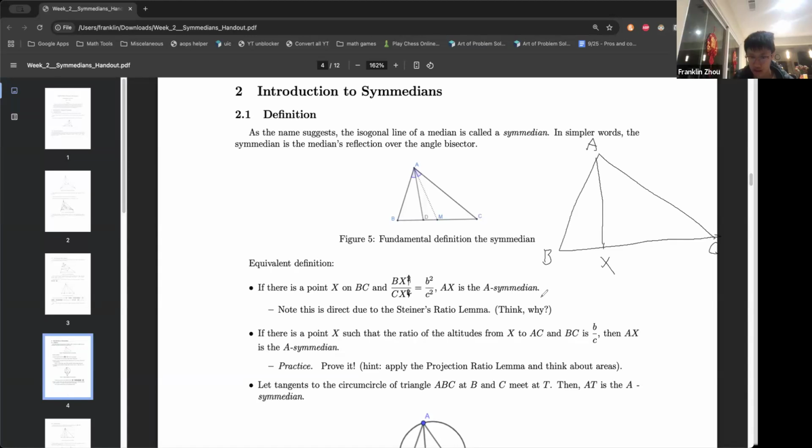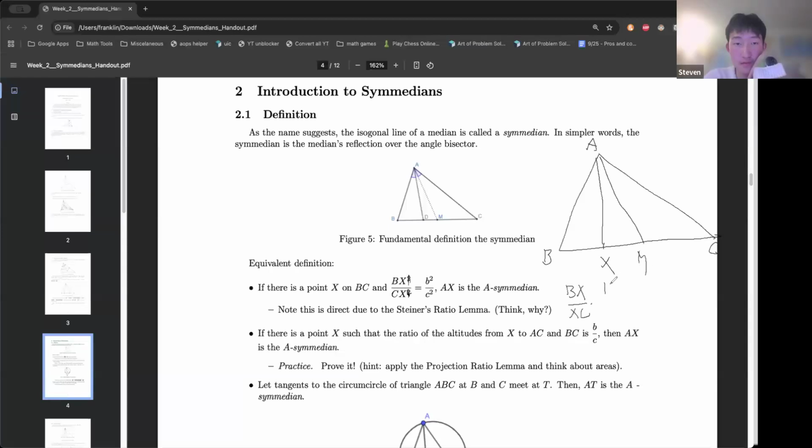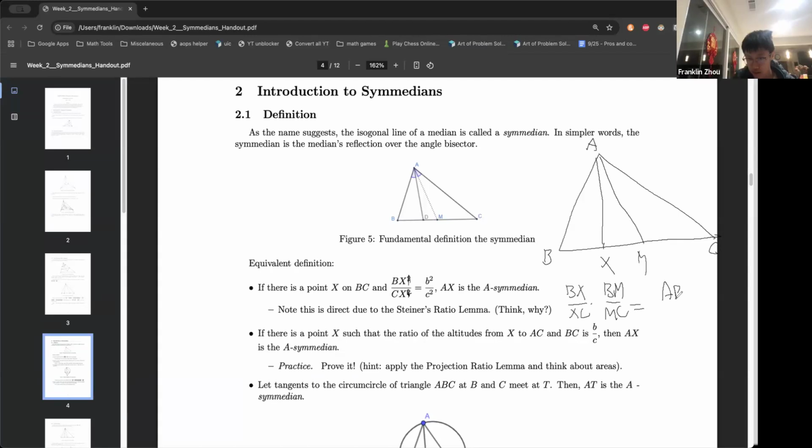Basically, it's because we can use the ratio lemma, which, if you remember, states that BX over XC multiplied by the isogonal of the Symmedian, which we know is the median in this case, which is BM over MC, is equal to AB squared over AC squared. And this immediately gives us the result, since we know that the median bisects the side. So we know this is just equal to 1. So we get that BX over XC is equal to AB squared over AC squared, which is equal to c squared over b squared. Does that make sense?